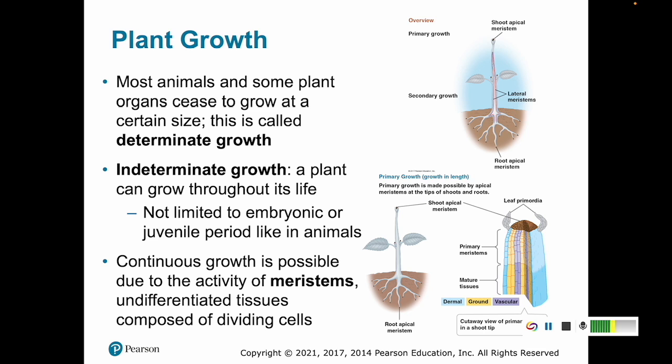Many plants have indeterminate growth, and that means the plant can grow through its entire life, not just its embryonic and juvenile periods. It's able to continue growing because it has cells called meristems. It has shoot meristems above ground and root meristems below ground. Meristems are a type of stem cell that are able to keep dividing. They're undifferentiated, and they can just keep producing new cells.